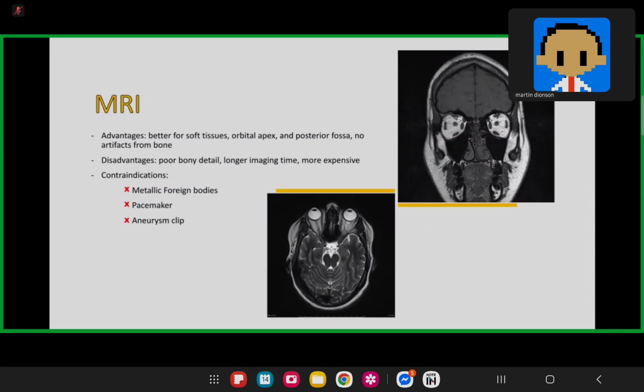The contraindications include presence of metallic foreign bodies, a patient with pacemaker, or patients having an aneurysm clip. Remember these three contraindications. Many patients have other conditions, like heart conditions, so always ask for the history of having a pacemaker.